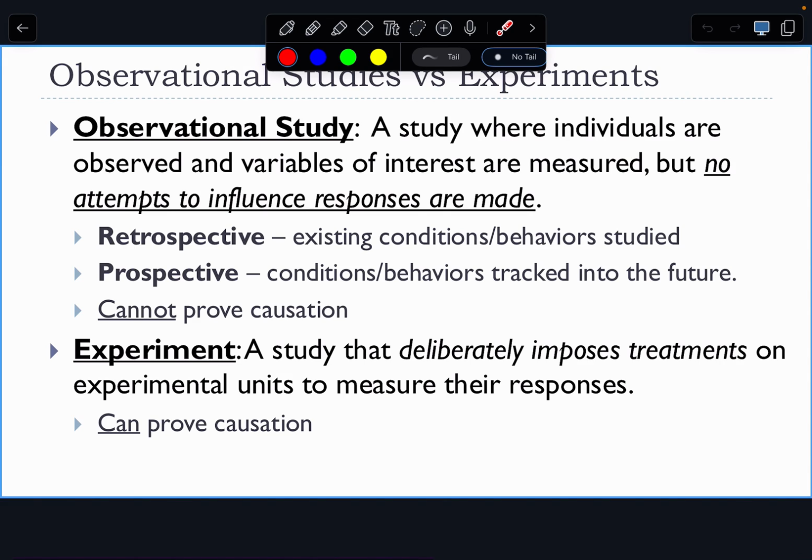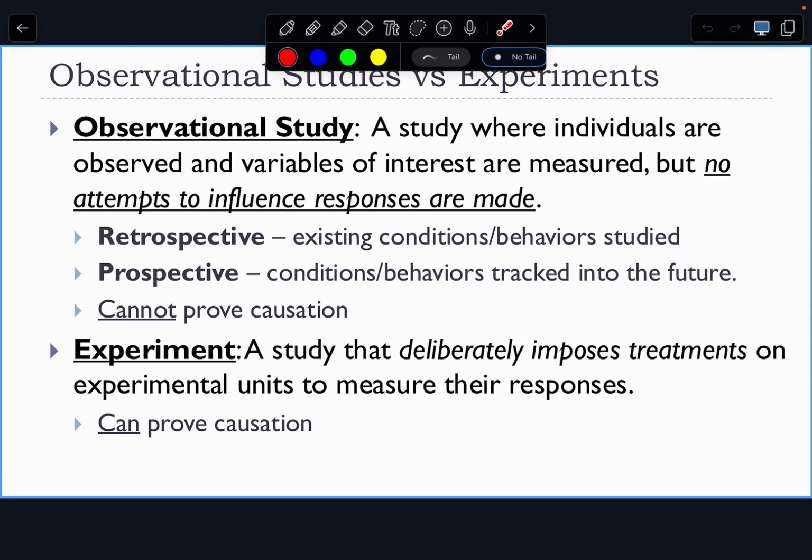Now in an experiment, we're actually controlling the environment in such a way that we take some of our individuals and impose a certain treatment on them, take a different group of individuals and impose a different treatment on them, and look at how those different groups react to the different treatments.